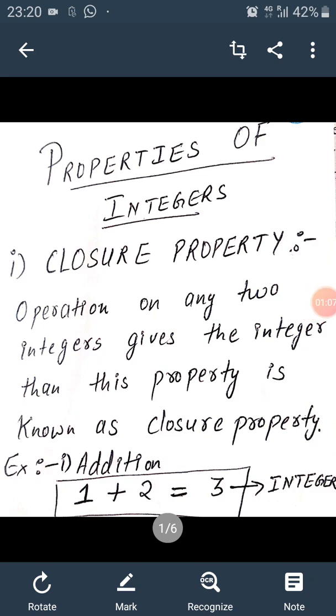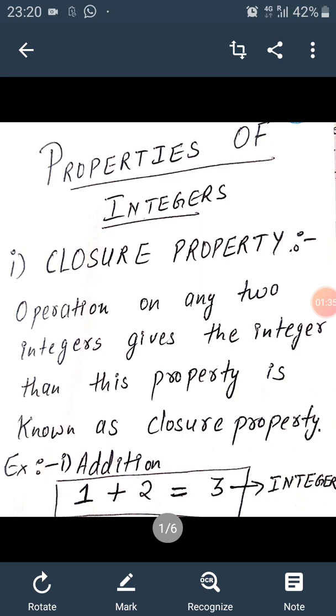If you see in the box, the terms written on the left side are the part of the LHS, and terms written on the right side are the part of the RHS. If LHS is equal to RHS, then the property is closed. Sometimes we can say the property is valid and the property holds good.